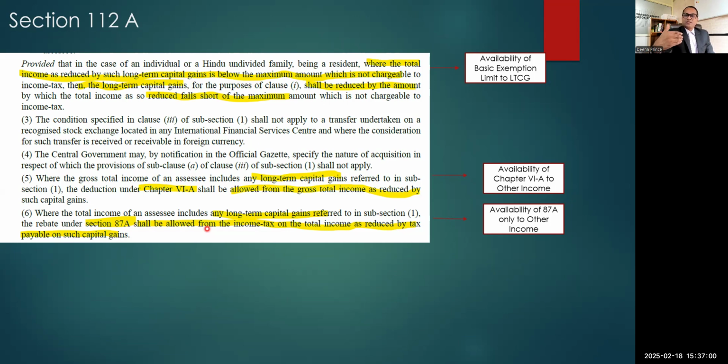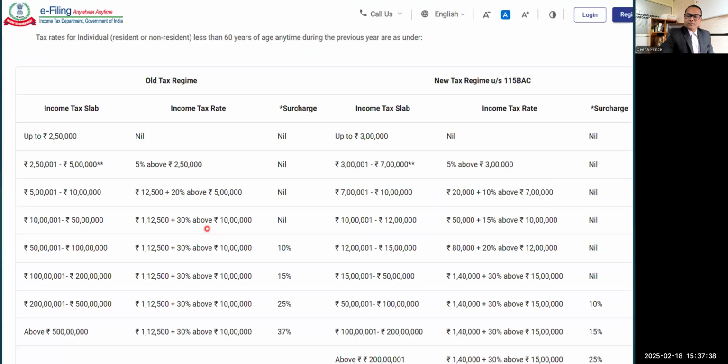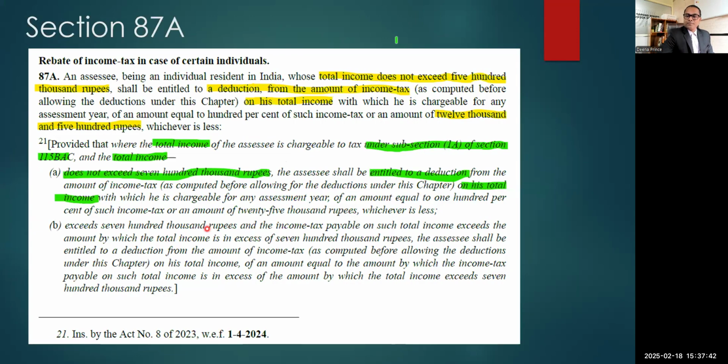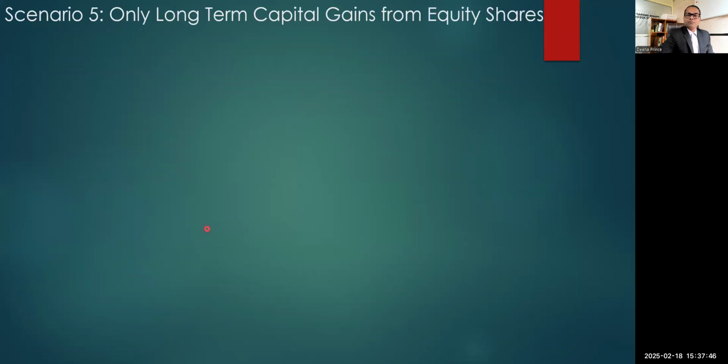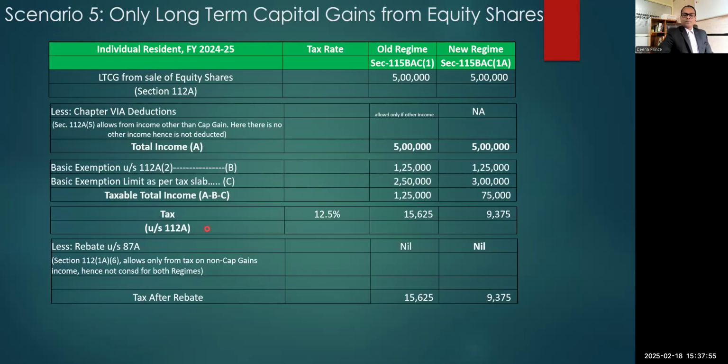Now this is a classic case where the rebate is disallowed because it is specifically mentioned in 112A. That means wherever the original intention of the legislature was to not offer the 87A rebate in any case, they had specifically provided for it in the section itself. In other sections like 111A or 112, it is not specifically provided, and that's the reason why we took the rebate there. Right, so the rebate under 87A is nil in both cases.